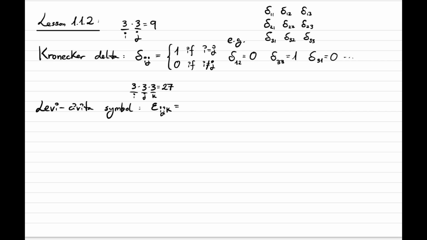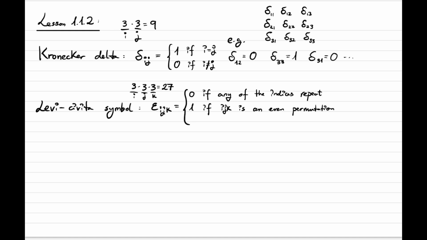Now the rules for calculating the components are these. The Levi-Civita symbol is 0 if any of the indices repeat. It's going to be 1 if ijk is an even permutation. And it's going to be -1 if ijk is an odd permutation, okay? So even positive, odd negative, and if any of the indices repeat, it's going to be 0.